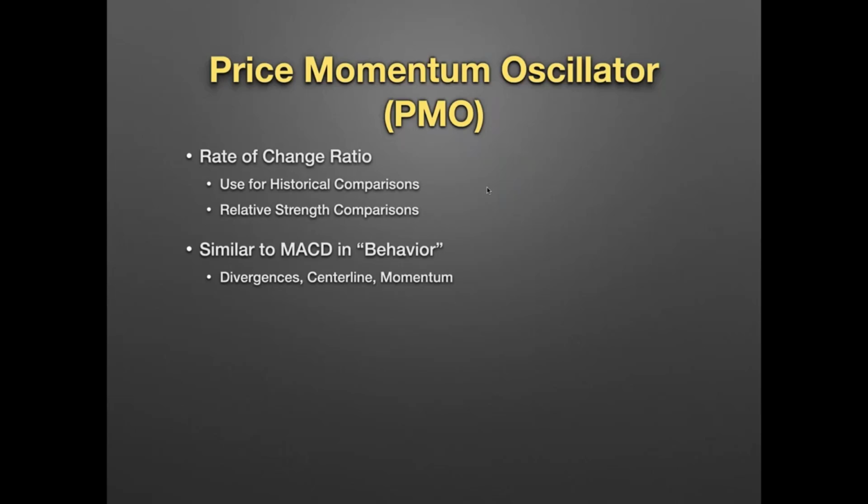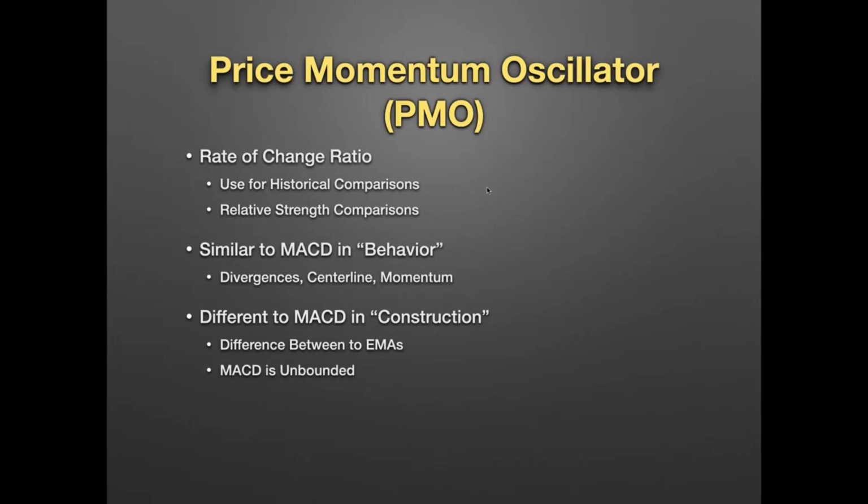You've got divergences, a center line, which is the zero line, and it does, of course, measure momentum. But it's different to the MACD and how it's constructed. The MACD is a difference between EMAs. The MACD is unbounded, so you can have it go way, way up and way, way down, whereas the PMO will typically stay within a range.